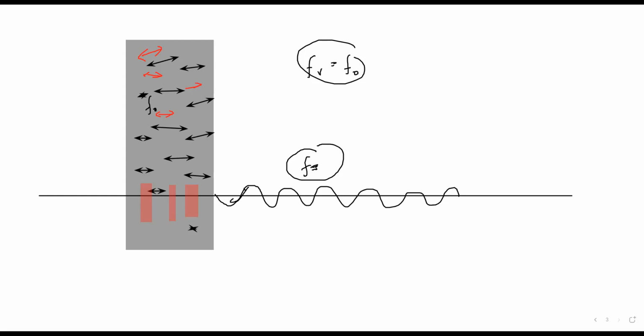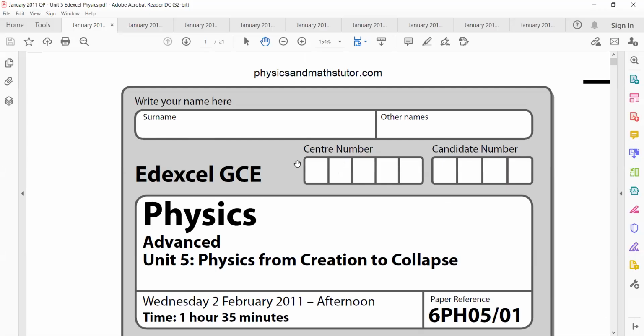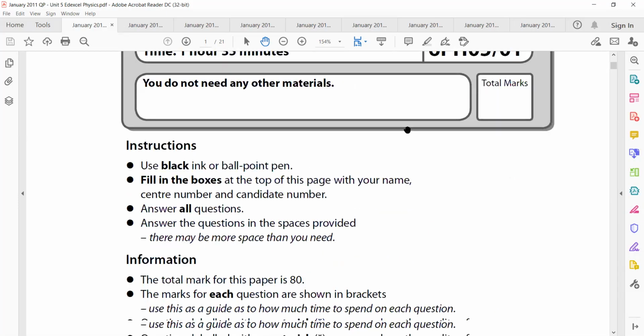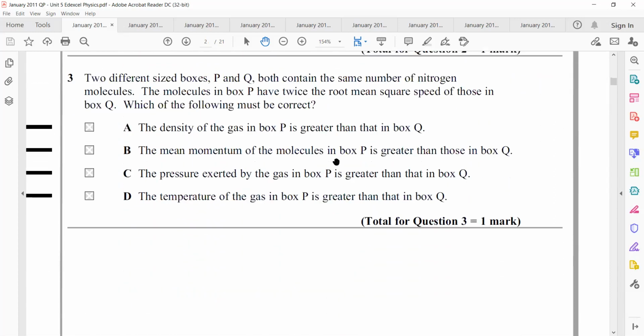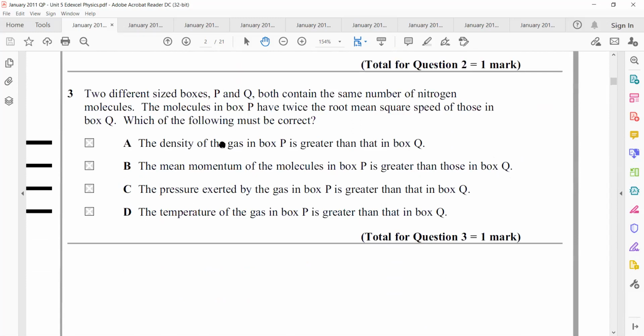We will do some questions now related to thermal physics as well as simple harmonic motion. The first one is from the 2011 paper. Okay, question 3. I want participation from everyone. Try to participate and answer the question.